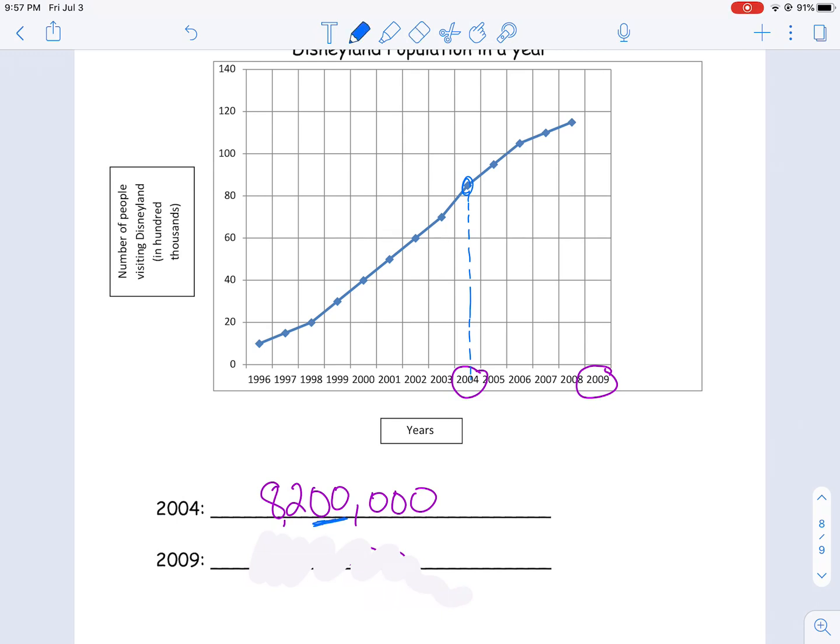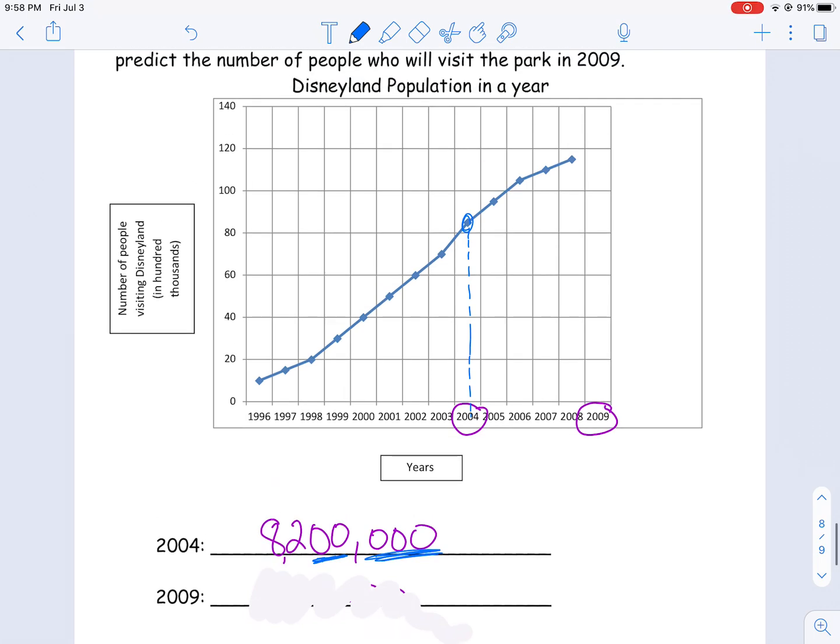That's 8,200,000. That's where I got all those zeros from, people. Really, that means 8,200,000 people approximately visited Disneyland in 2004. All right, so if the graph was cut off, could you use the graph to estimate what's going to happen in 2009? Your input is 2009. Your output should only be one number.